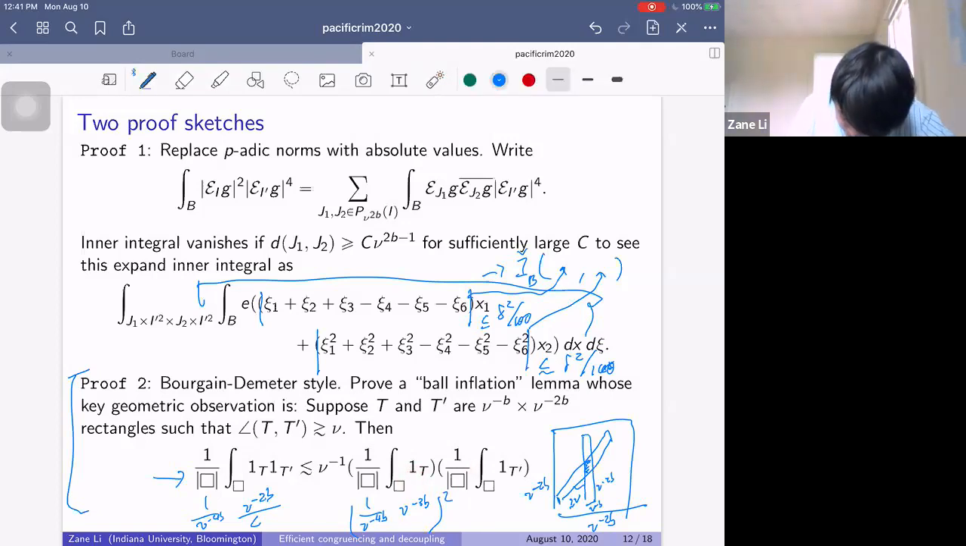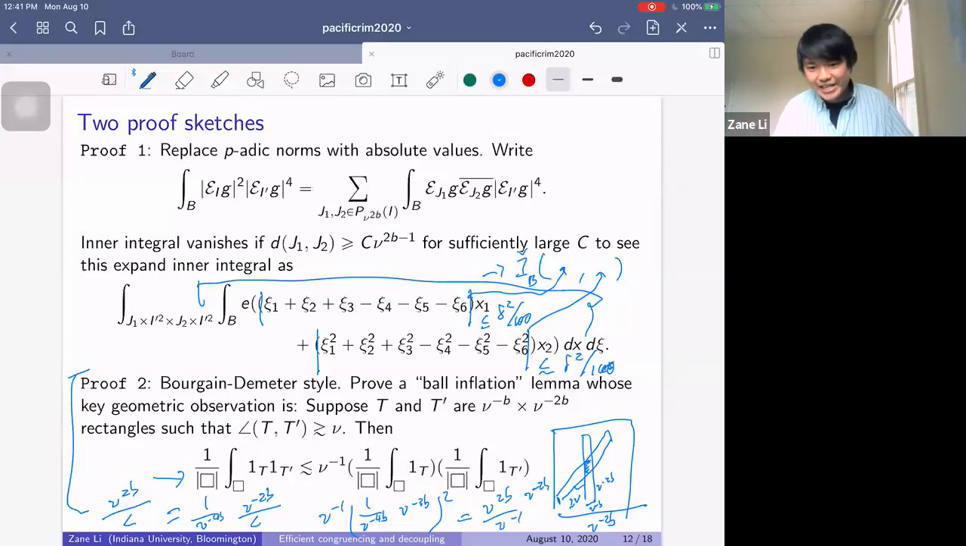And then we have a nu to the minus 1 here. If you compute it correctly, on the left-hand side I get nu to the 2b over the angle, and on the right-hand side I get nu to the 2b over nu inverse. Since the angle is at least nu, this is a correct estimate.